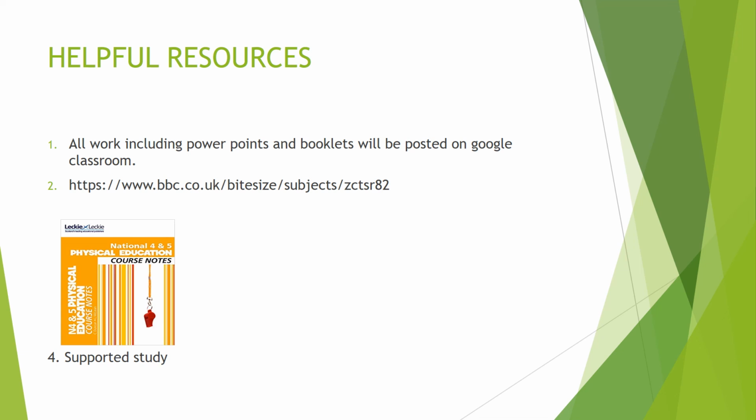Okay, finally, other resources that are out there that you could maybe direct your child towards. All our PowerPoints, booklets, materials and resources are posted regularly onto the Google Classroom. Okay, so your child should be familiar with this. If they miss a lesson, then they just need to go on and catch up on what they have missed. I would also direct you towards the BBC Bitesize National 5 PE website. It's very helpful. It breaks down the work in a really easy and understandable way.